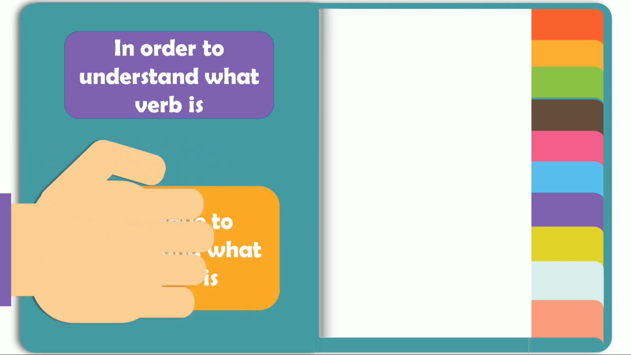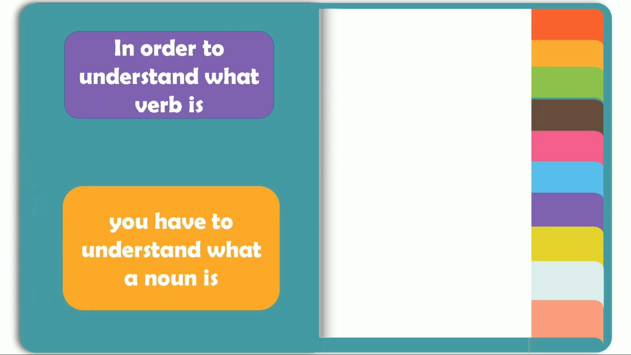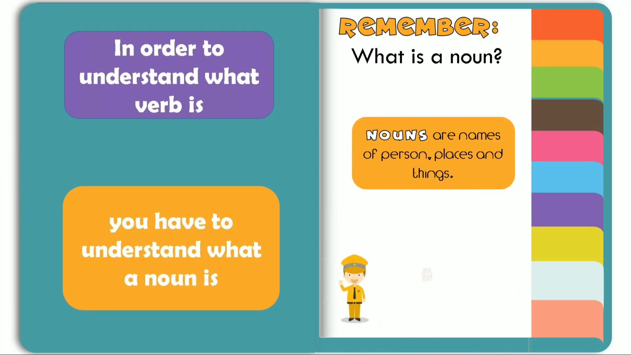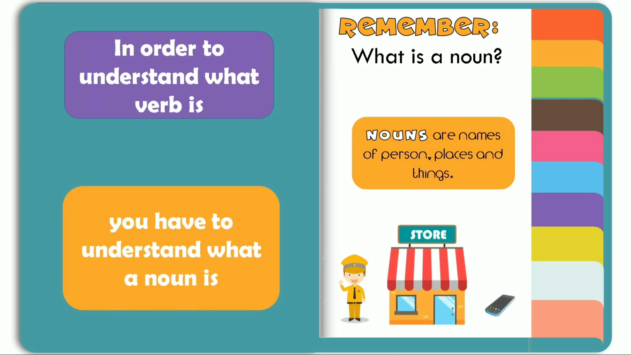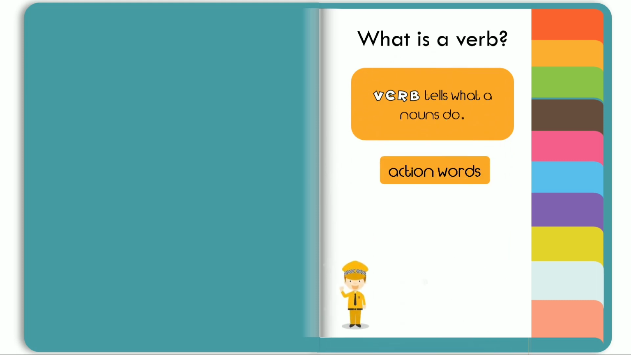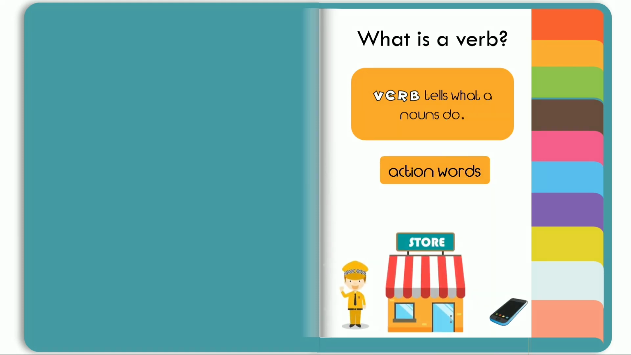But in order for us to be able to understand what verb is, you have to understand what a noun is. Remember, what is a noun? Nouns are names of person, places, and things. Person like driver, place like store, and things like cell phone. Now, what is a verb? Verb tells what a noun does, or in short, verbs are action words.